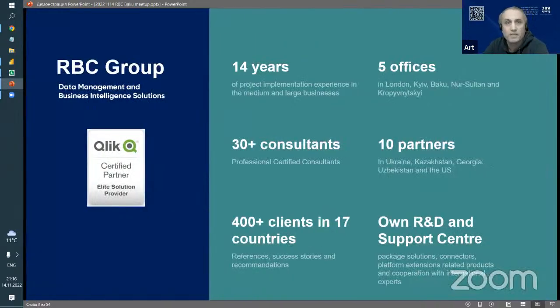A few words about RBC Group. Our company comes from Ukraine. We provide services in data management and data integration. We have solution delivery offices in several countries, a lot of partners and satisfied customers. We are an elite solution provider and certified partner of Qlik. Our main advantages: we propose a large set of ready-made BI solutions, which we call Prebuilt solutions in Qlik, first of all. And most importantly, our main value is a team of highly qualified and experienced developers.